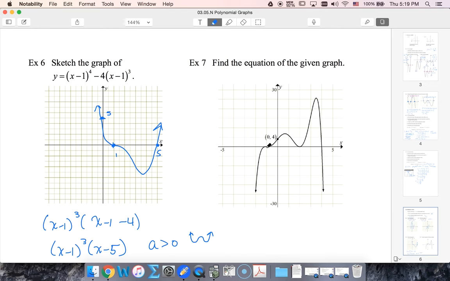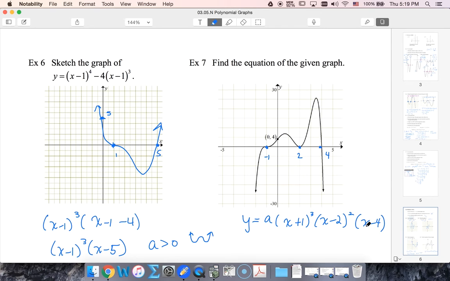Okay, last one. This is -1. I see 4. This looks like a repeated root. It's repeated 3 times. At 2, this is repeated twice. And at 4, I'm just going through it once. So I'm going to say that this equation is a times x plus 1 cubed, x minus 2 squared, x minus 4. I can see by looking at the graph that my a value must be negative.